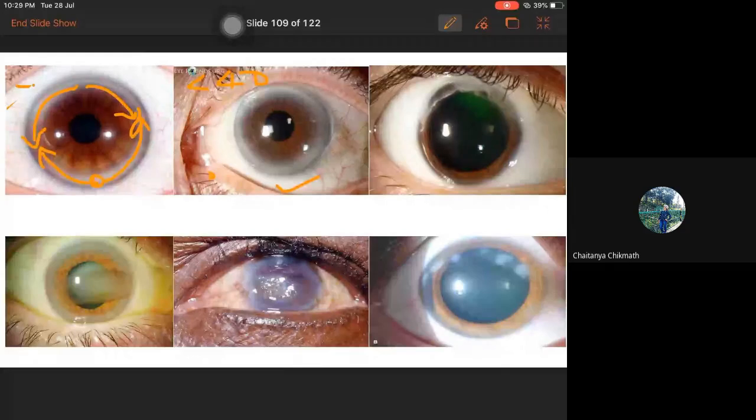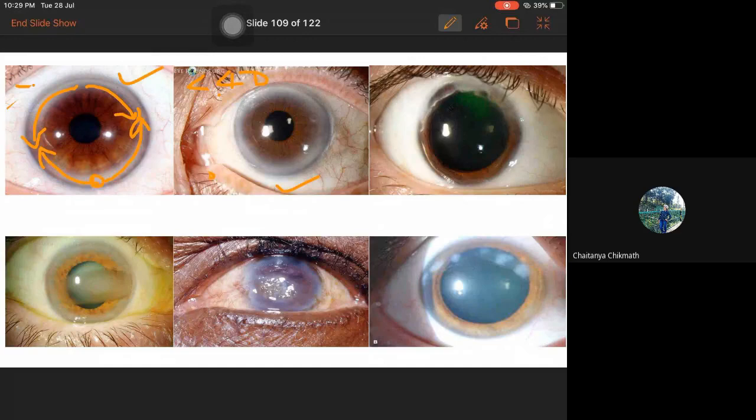Arcus senilis is an age-related problem. Senilis means old age. Senile cataract means the age-related, old age cataract. Similarly, you have an arcus juvenilis. The only differentiating point is that this occurs in less than 40 years of age, while arcus senilis occurs in more than 60 years of age. And they have the same presentation.